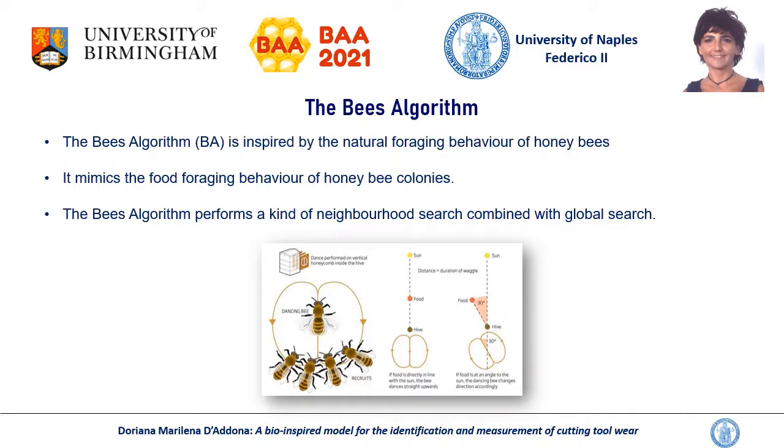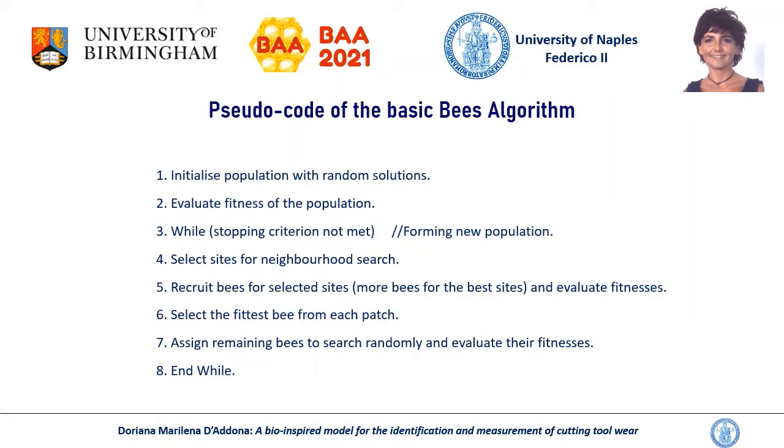We know that the BEES algorithm is inspired by the natural foraging behavior of honeybees. It mimics the food foraging behavior of honeybee colonies. The BEES algorithm performs a kind of neighborhood search combined with global search. In this slide, we see the pseudocode of the BEES algorithm in its simplest form.